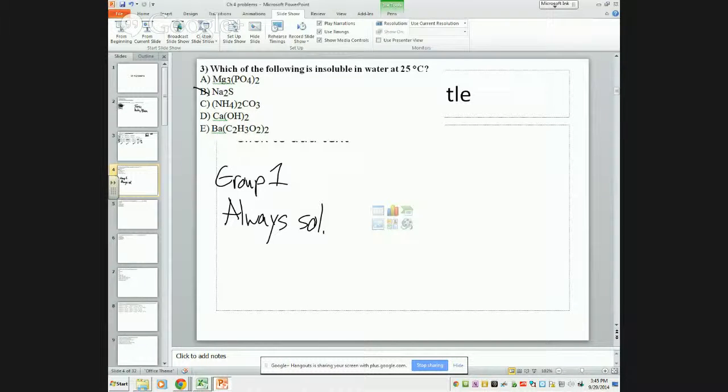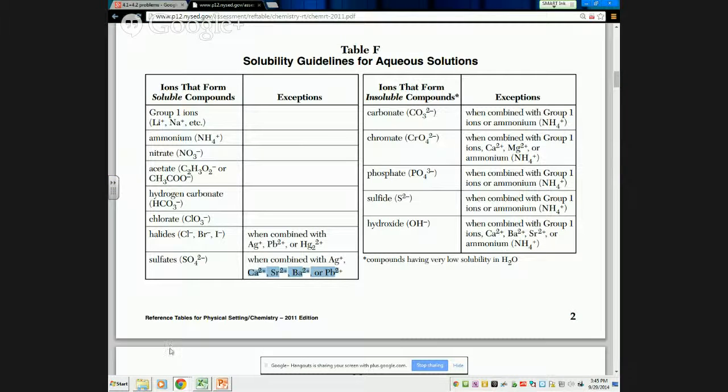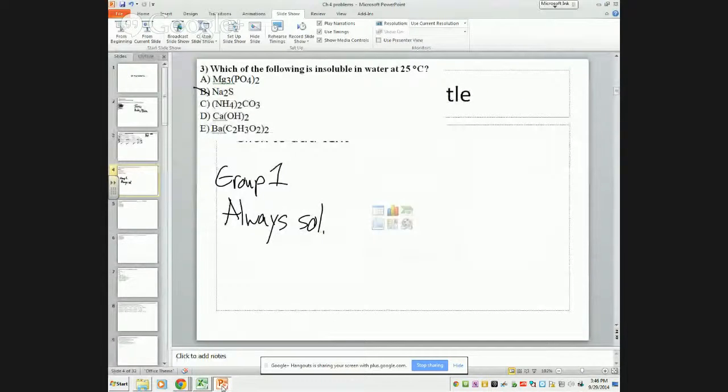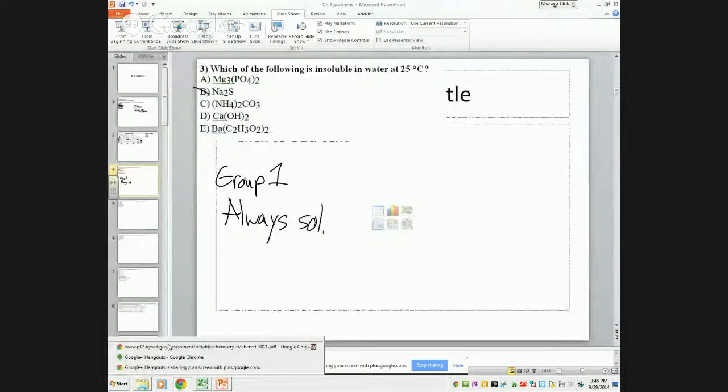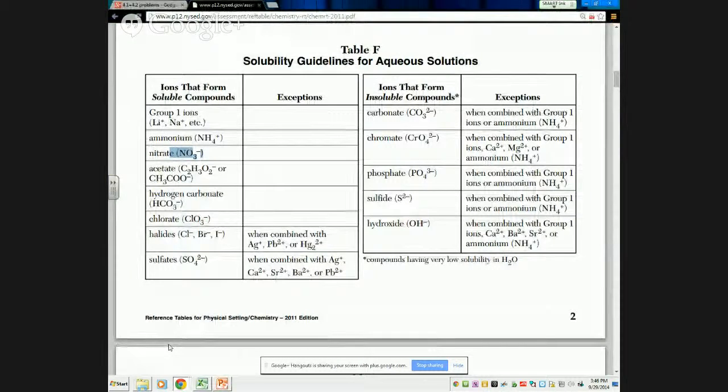Other things that are always soluble would be, let's take a look. Let's cheat again. NH4 is always soluble. NO3 is always soluble. So it's probably easiest just to memorize which ones are always soluble, because then you can eliminate half the problems right there. So we take a look. All right, MgPO4. Well, let's see if we can find anything. I find the PO4 is always insoluble except when combined with group 1 or ammonia.